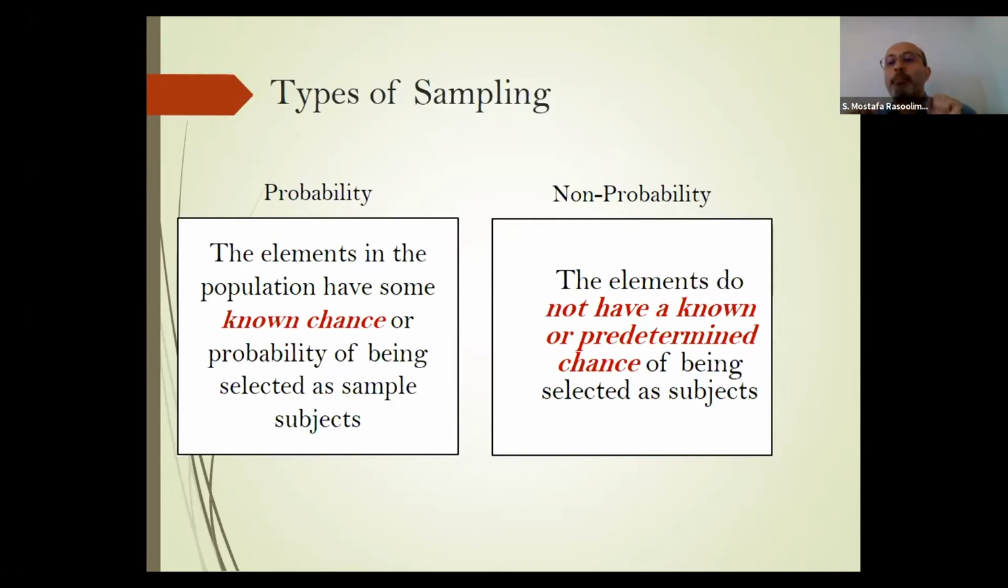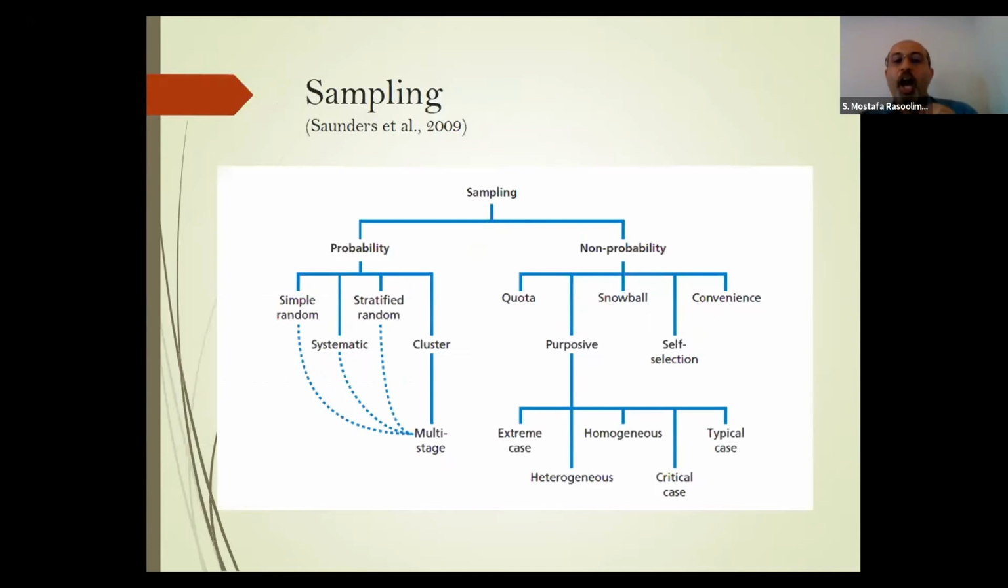These are the two main types of sampling, probability and non-probability. Under probability, we have different types of sampling: random sampling, systematic sampling, stratified sampling, and cluster sampling. And under non-probability, we have quota sampling, purposive sampling, snowball sampling, and convenience sampling. So these are the main categories under these two main types of sampling.